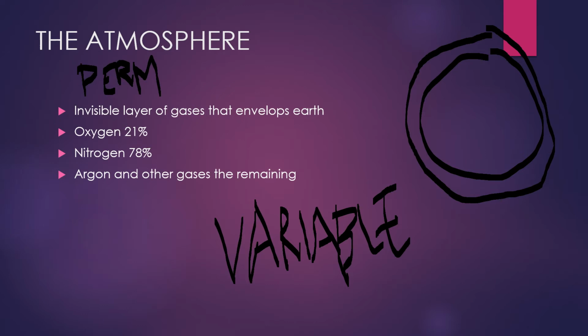Permanent gases: always 21% oxygen, always 78% nitrogen, and 1% is argon. So you can go to the most humid place on Earth or the driest place on Earth. Your makeup of this in the atmosphere is always the same. So it's not going to affect climate.